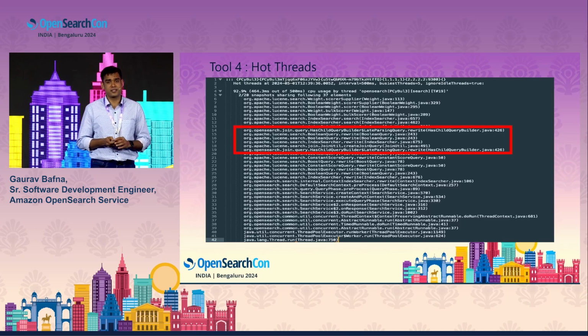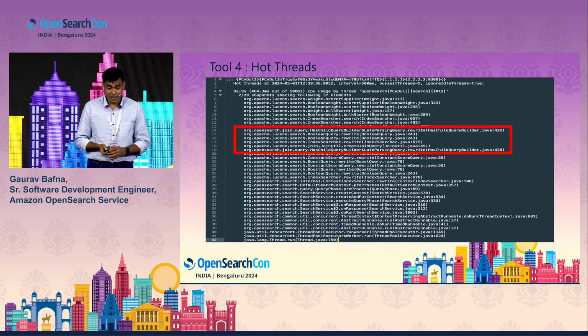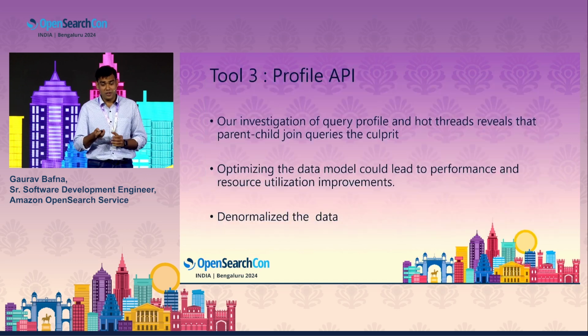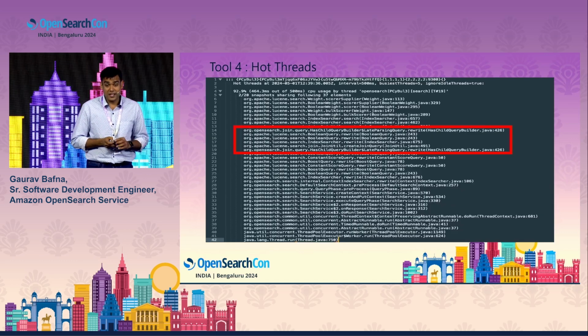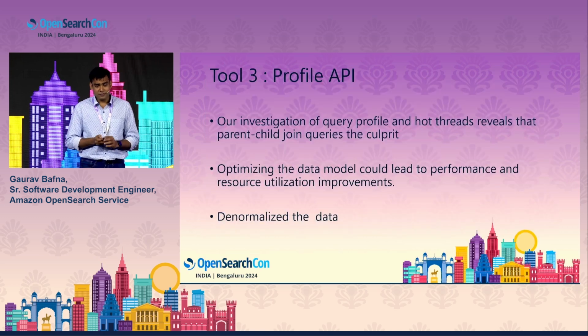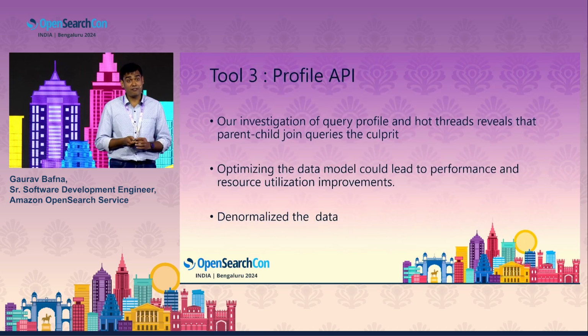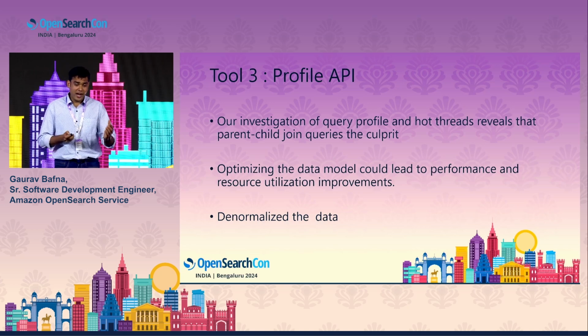We use the Hot Threads API. Hot Threads is an OpenSearch API which tells you what your cluster is doing, right? So in here, we see that the parent-child join query is taking a lot of CPU, and that is across nodes. You can see that it is taking 90% of the thread time here, right? So in combination of Hot Threads and the Profile API, we have identified that the parent-child queries are the culprit.